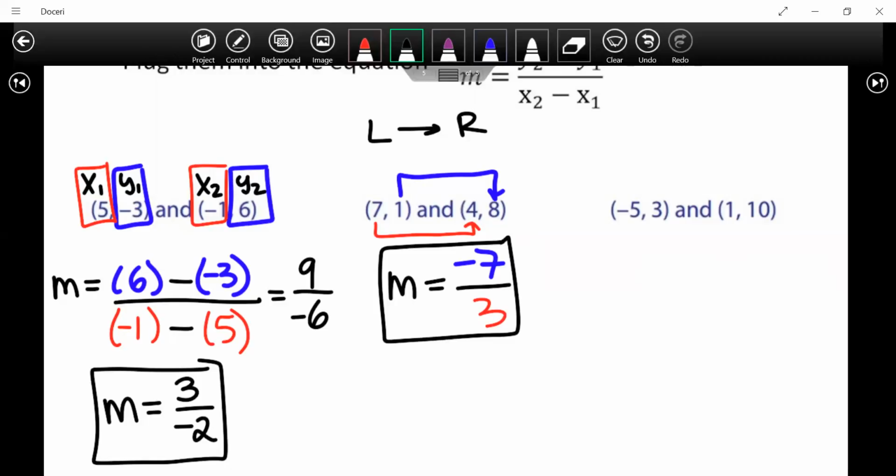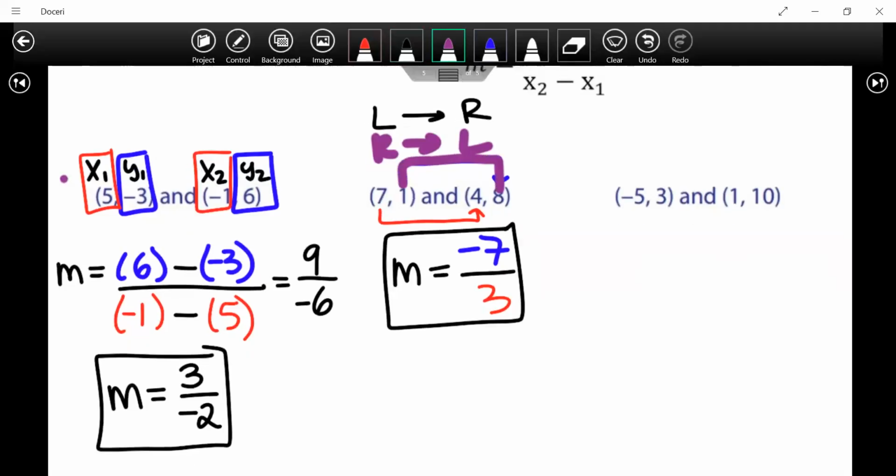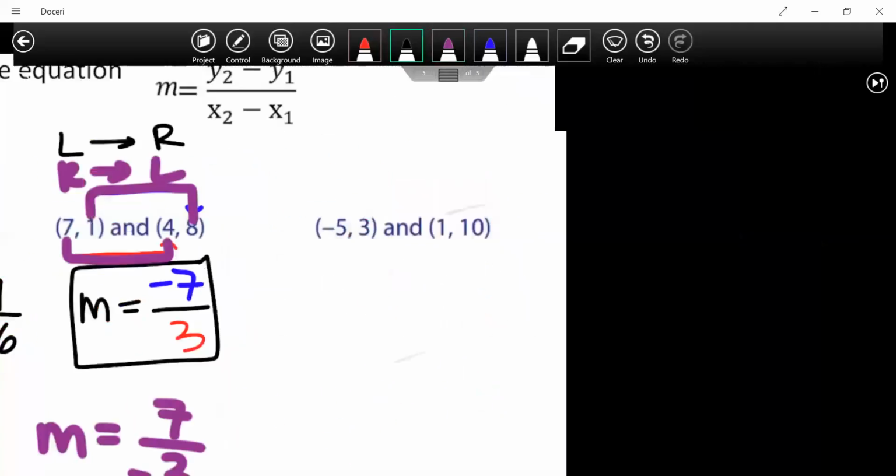If we do it the other way, it's going to give you the same thing. So if I go from right to left, what is 8 minus 1? What's 4 minus 7? Exactly the same. It's still the same. 7 over 3 is the same number.